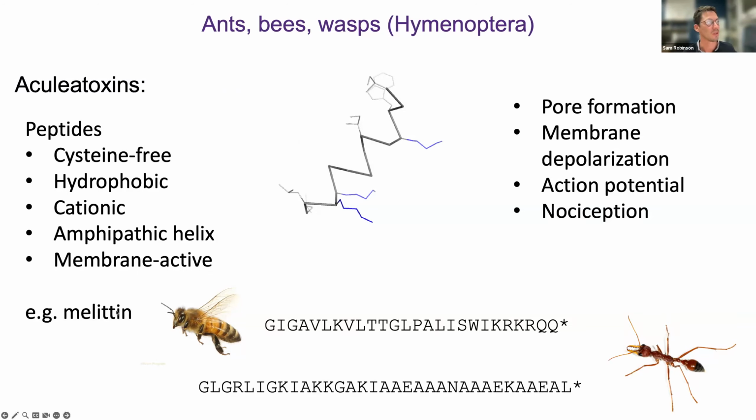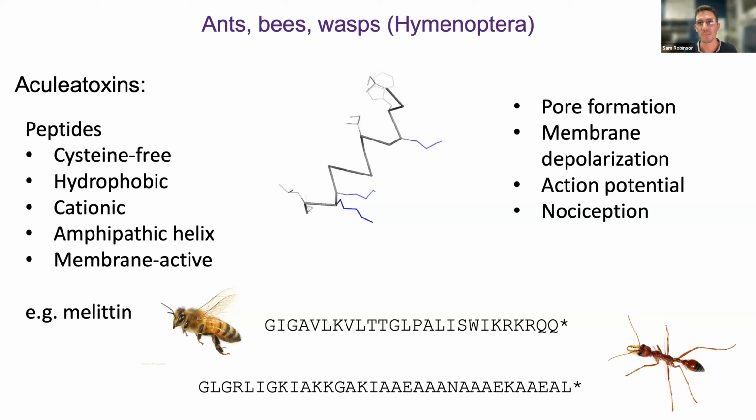A really classic example of this is melittin, the main component of honeybee venom. What this allows them to do is form pores in membranes. If this is a neuron or another excitable cell, it will depolarize the neuron. This will cause an action potential, and that causes pain. So that's what we found was going on with at least the major component in the bull ant venom.